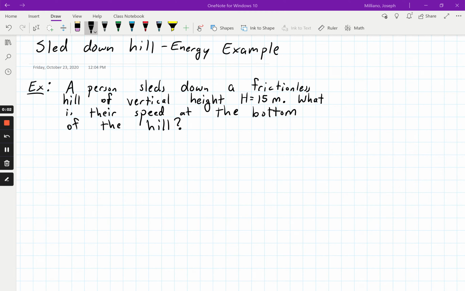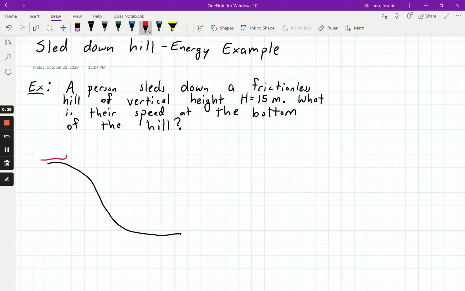Hello folks, here is a common example problem where energy conservation is super useful. Here's the question. A person sleds down a frictionless hill of vertical height, capital H equals 15 meters. What is their speed at the bottom of the hill? What's interesting is that the only piece of information you need is the height of the hill. Let's draw the picture, draw an LOL chart, and see what we can do.